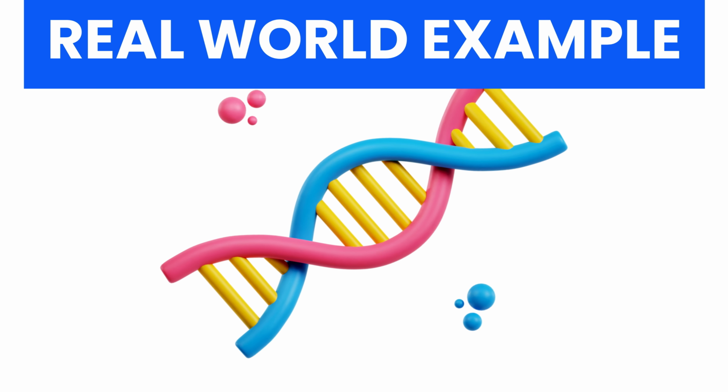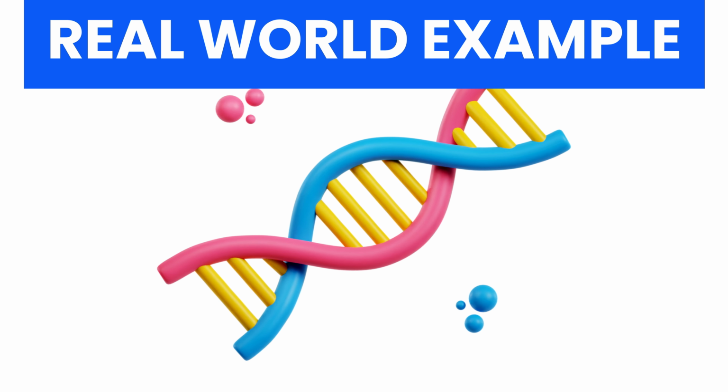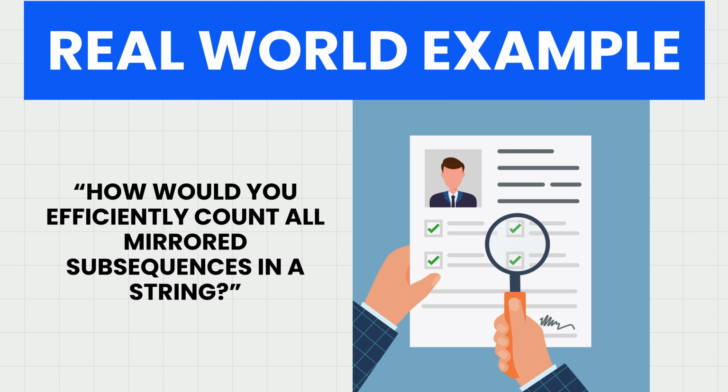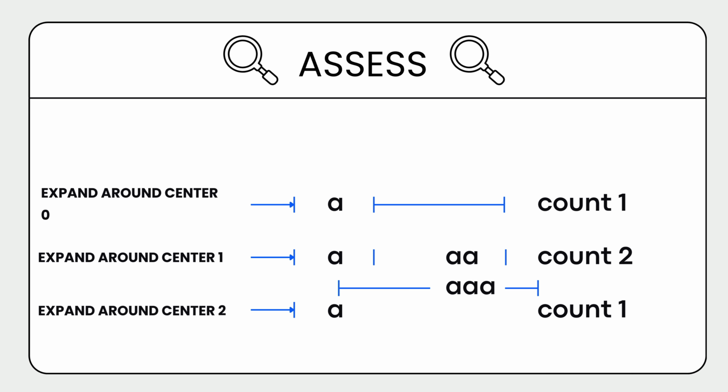Imagine analyzing DNA or encrypted messages to find every symmetrical pattern. Interviewers might ask, how would you efficiently count all mirrored substrings in a string? What's tricky? You need to count every palindromic substring, not just the longest. You must handle odd length palindromes, centered at a character, and even length palindromes, centered between two characters.